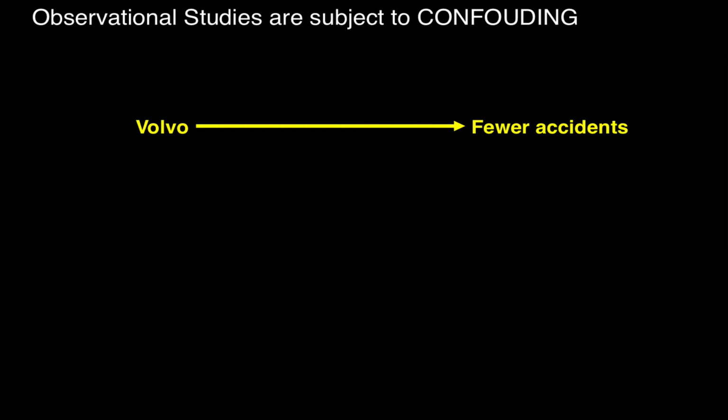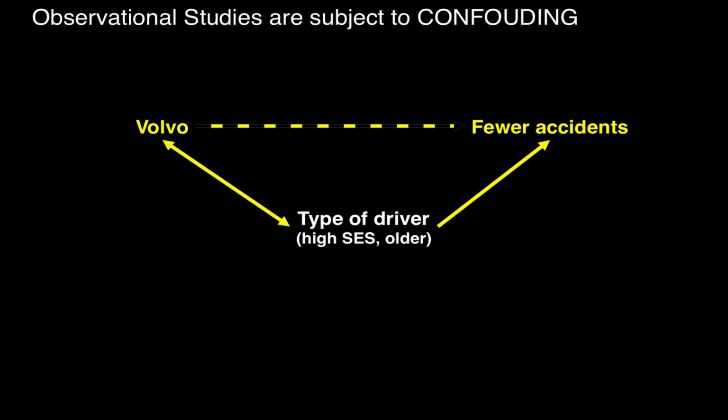Observational studies are subject to confounding. Let's say Volvo is associated with fewer accidents. Is it really because of the car? Or is there some other variable out there associated with who owns a Volvo, who drives a Volvo, that in fact leads to fewer accidents? Well, you get the idea. It's the type of driver. Someone who's older, someone who's more affluent, someone who's more likely to have children in the car, someone who cares more about safety. That's why they bought the Volvo.